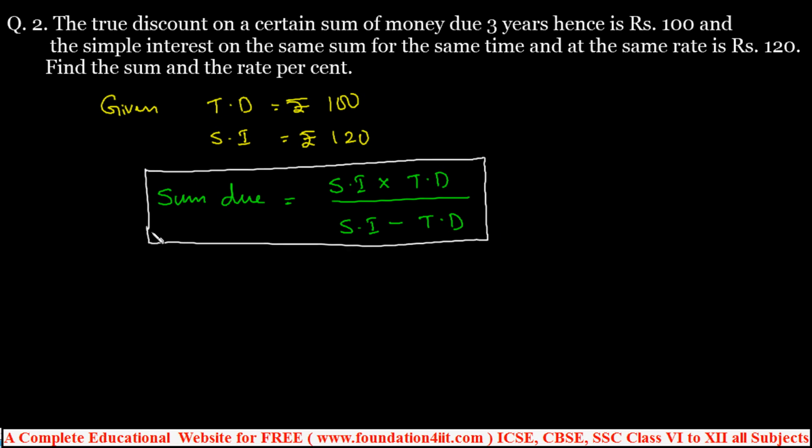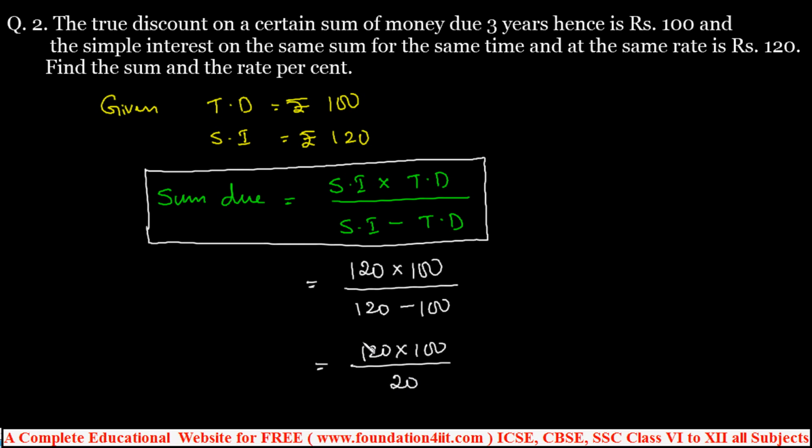On what sum? Okay, so that is equals to 120 into 100 by 120 minus 100. Let's calculate this. 120 into 100 by 120 minus 100, which is 20. If you simplify this, you can get the answer directly. 20 times 1 is 5. 120 into 5 is 600, right? So rupees 600 is the sum due now. So this is nothing but our present worth. So sum due, or sum worth, or present worth is this.